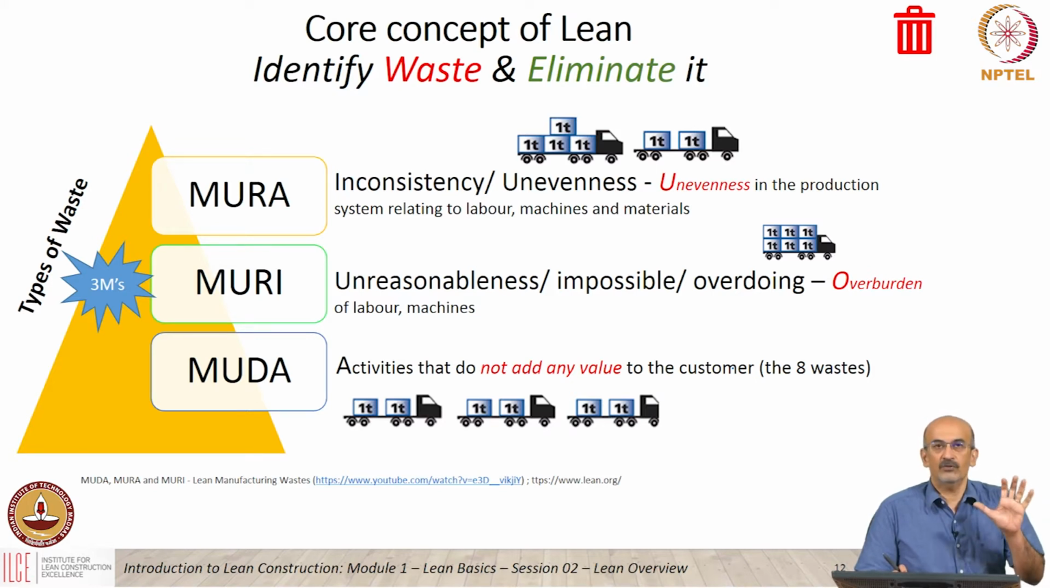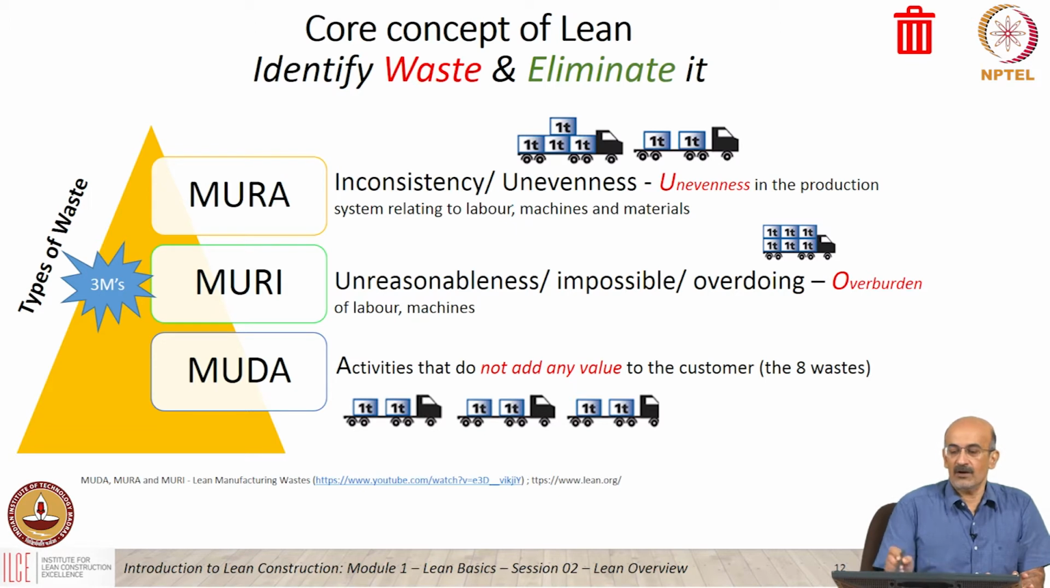Now, by waste, it is not the material waste that we normally see, concrete or rebar or bricks, but it is the waste that is hidden in the processes which we are paying for and which actually decreases our profitability. Now, again, this concept of waste started with the Toyota production system, and the terms you see here, Mura, Muri, Muda, are Japanese terms with different high-level types of waste. And these wastes, as you can see, are inconsistency or unevenness, unreasonableness, impossible or overdoing, and activities that do not add any value.